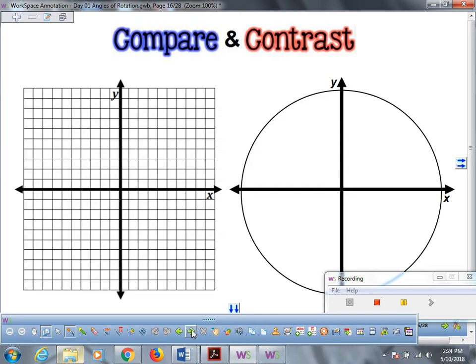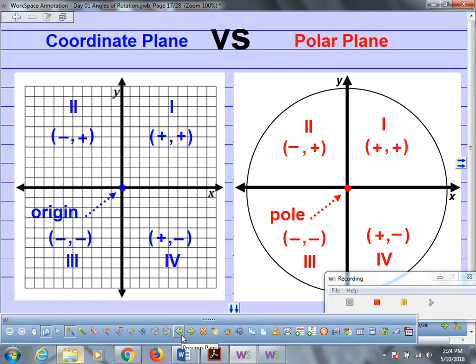Let's hear it, Ireland. They both have waves. But this one doesn't have a wave. This one has angles, right? And this one does have waves. They both have 4 quadrants. That's the biggest one right there.